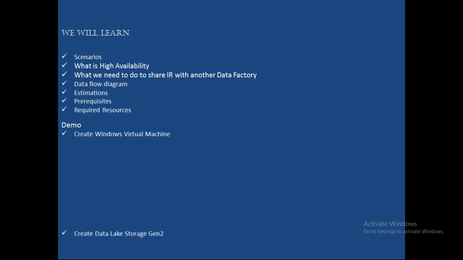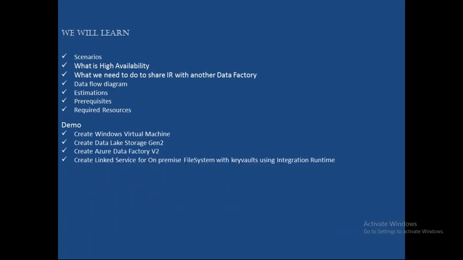So I will create the Windows virtual machine because we need to install the IR in virtual machines. Then I will create data lake storage, because from the on-premise file system, I will move data into data lake storage. Then create Azure Data Factory to create linked service for on-premise file system with key vaults using integration runtime. Create linked service for ADLS Gen2 with key vaults using integration runtime.